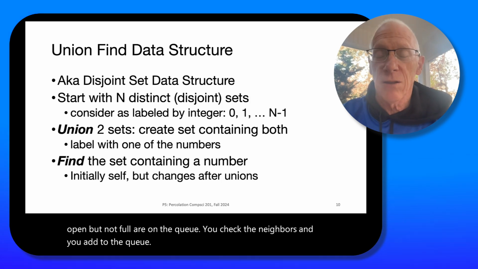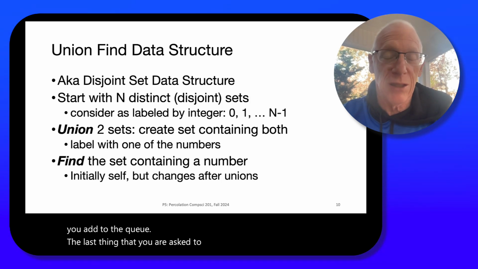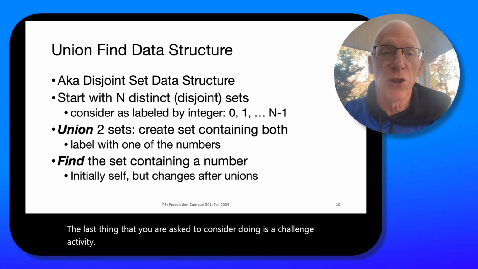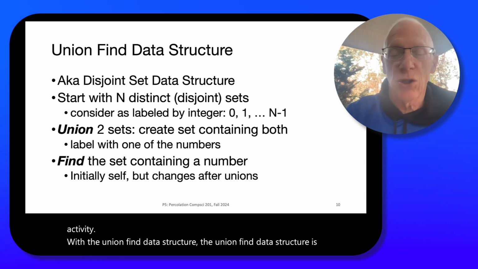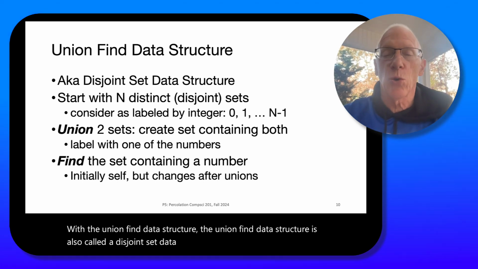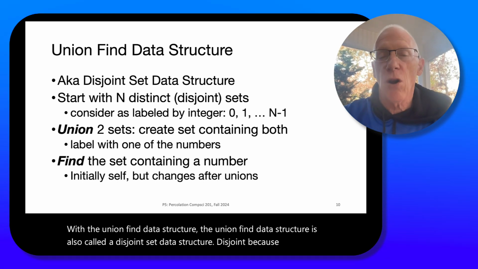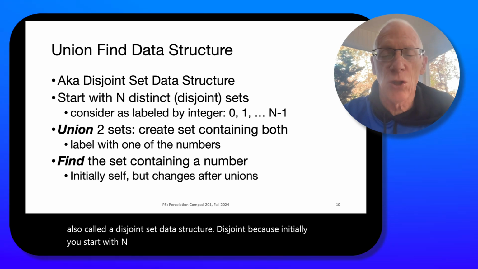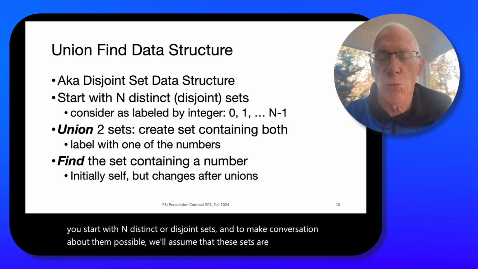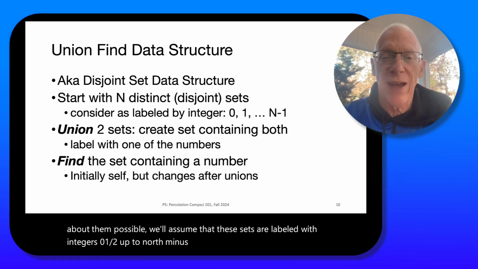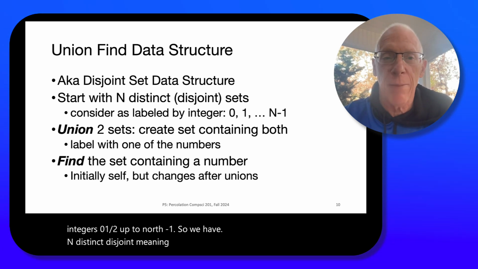The last thing that you are asked to consider doing is a challenge activity with the union find data structure. The union find data structure is also called a disjoint set data structure. Disjoint because initially you start with n distinct or disjoint sets. And to make conversation about them possible, we'll assume that these sets are labeled with integers 0, 1, 2, up to n-1. So we have n distinct, disjoint meaning they don't overlap sets.